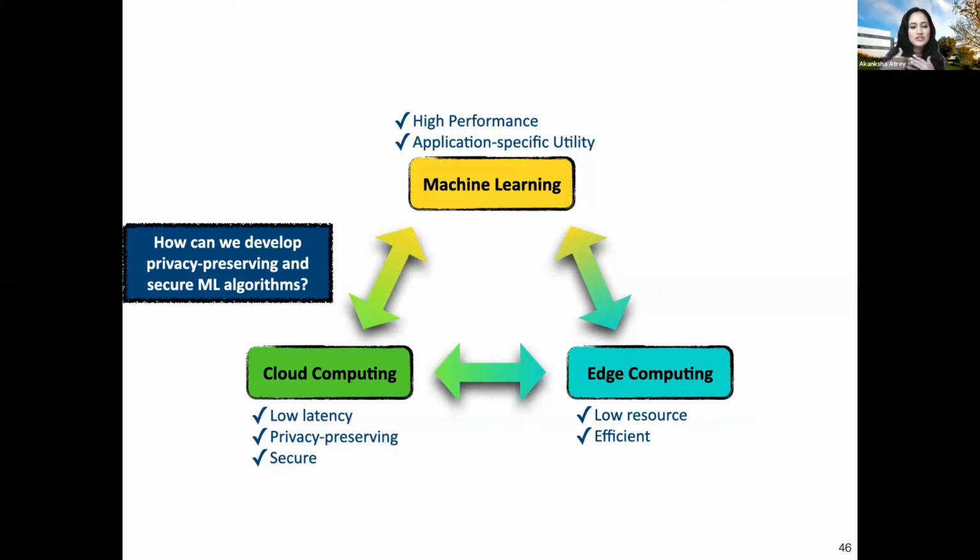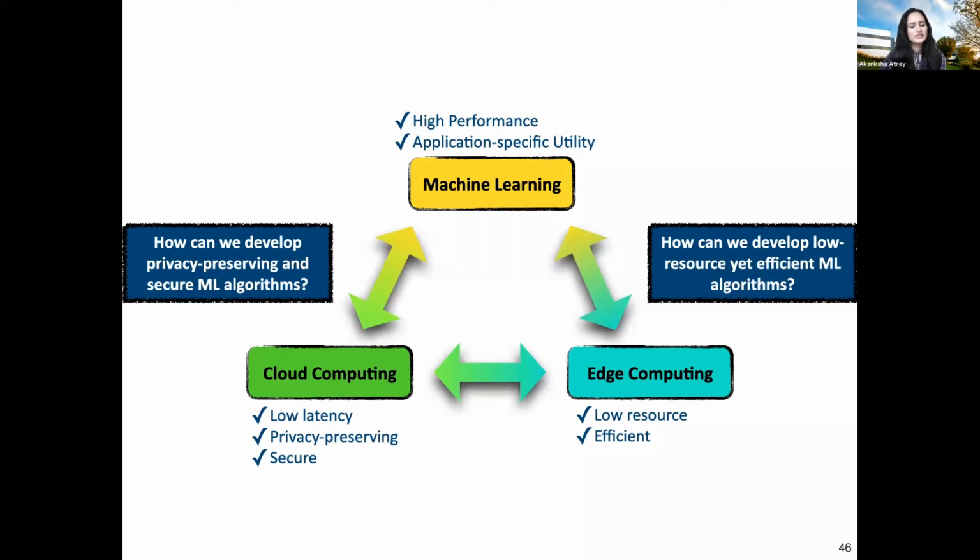From the machine learning and cloud computing standpoint, we can ask: how can we develop privacy preserving and secure machine learning algorithms? We already have these great algorithms that have traditionally been used, but how can we make them more privacy preserving and secure? One option, and this is something that I've been working on also, is leveraging distributed deep learning to build novel solutions for this type of high performance machine learning. With distributed deep learning, things like split learning and federated learning, we can employ those types of techniques.